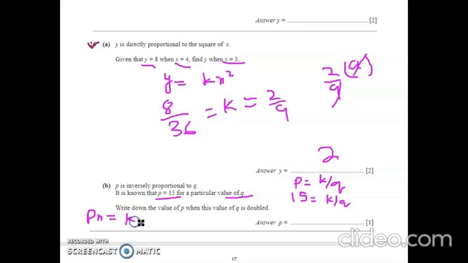So this becomes K over 2Q. Now, I can easily write it like this, 1 upon 2 times K over Q. Now we already know the value of K over Q. K over Q is 15. So 15 divided by 2. P is 7.5.